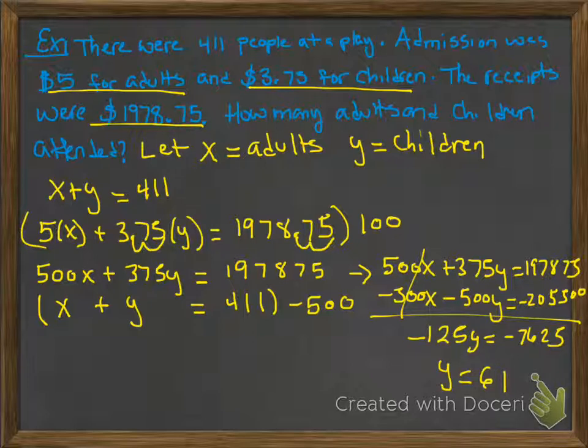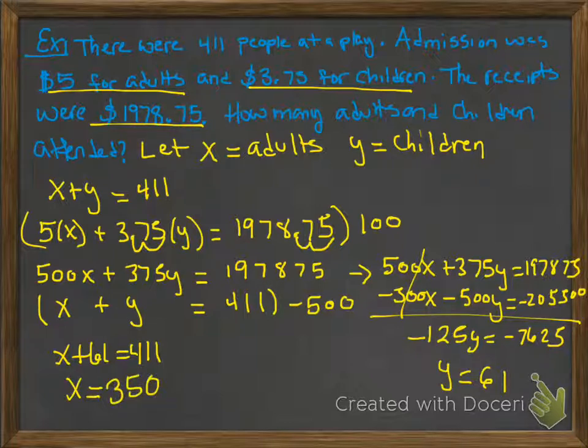So we had 61 children. Go back and plug it in. X plus 61 is equal to 411. So x is equal to 350. So 350 adults, 61 children. Always set up your tables if you need to do this, but really work out your equations. We're going to do more practice on this during class.